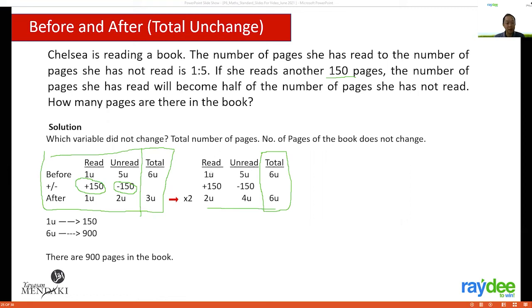And here you realize that if I take 1 unit plus 150, it becomes 2 units. I take 5 units and minus 150, it becomes 4 units. So 1 unit has to be 150. And they're asking what is the total number of pages in the book. There are 6 units because you get 1 plus 5, yeah? So total 6 units. So there are 900 pages in the book. So next one.